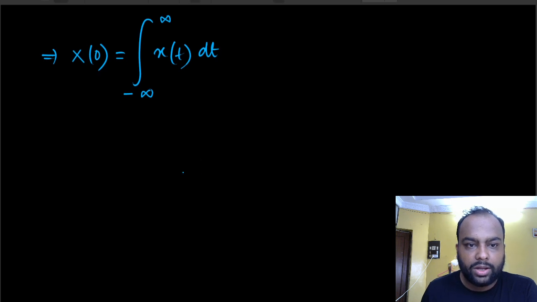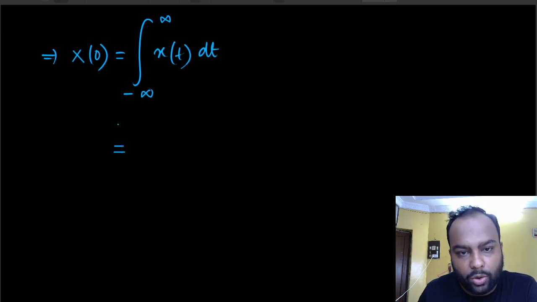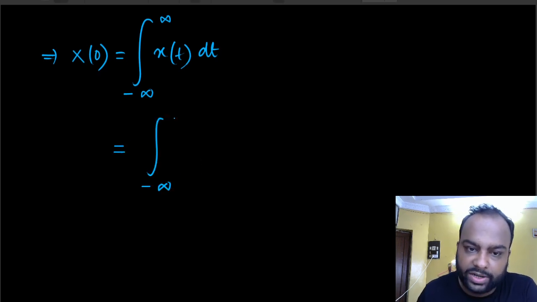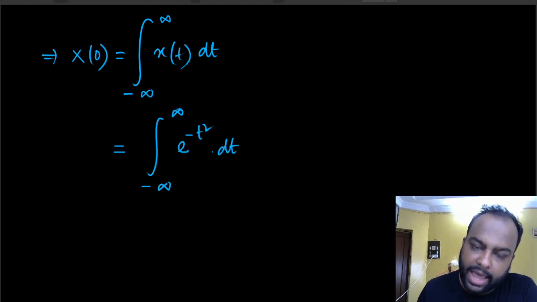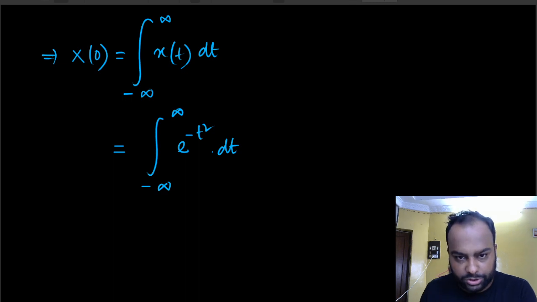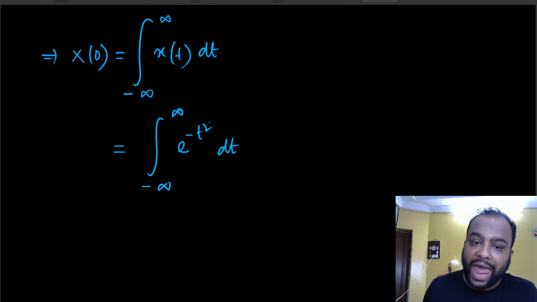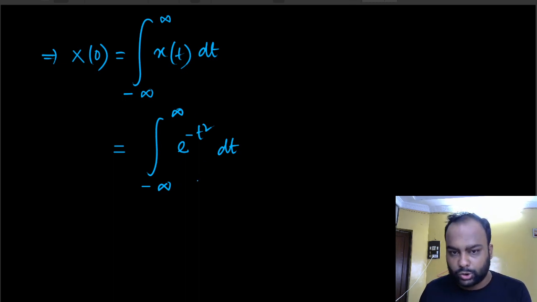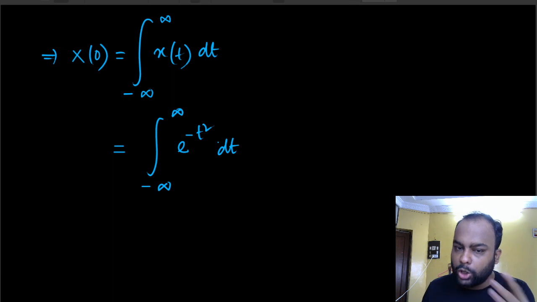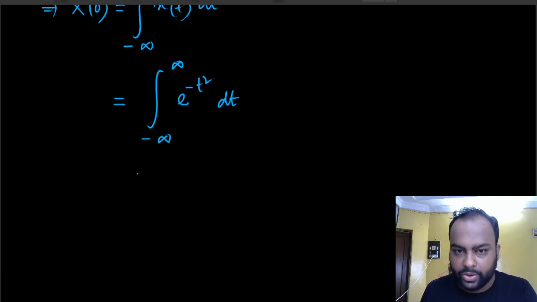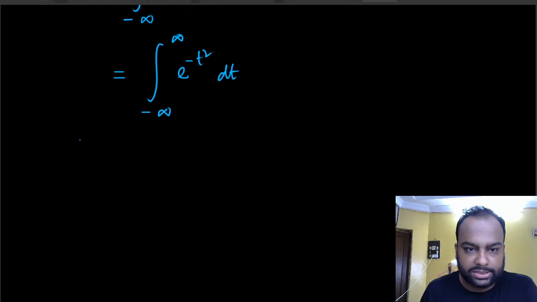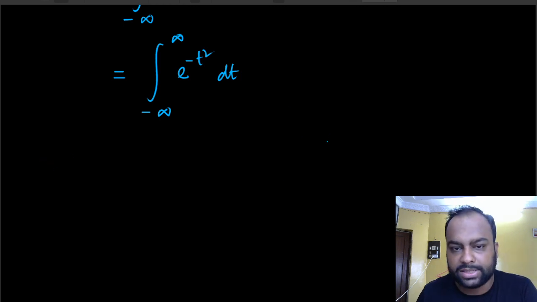So here in this particular scenario, we have the integration from minus infinity to infinity of e to the power minus t square with respect to t. Now again, there is no antiderivative of e to the power minus t square, so we cannot just calculate the antiderivative and put the limits. That is not applicable here, so you have to figure out some other way. Let's do some substitution.